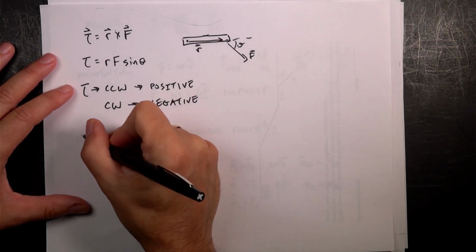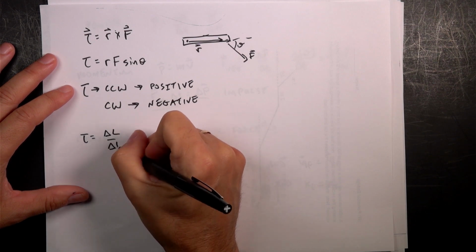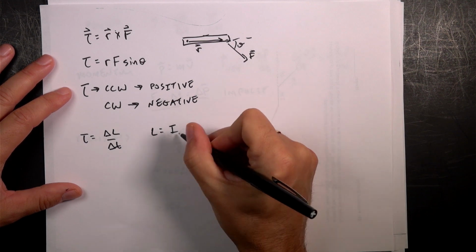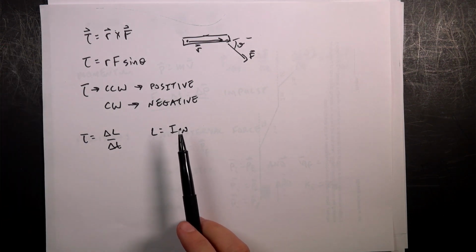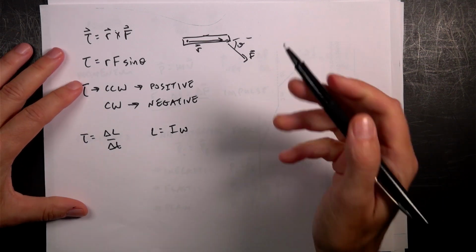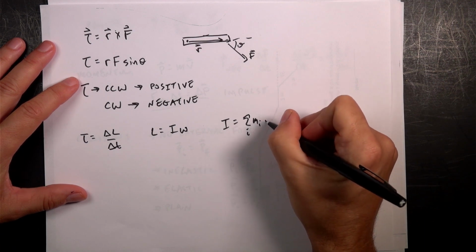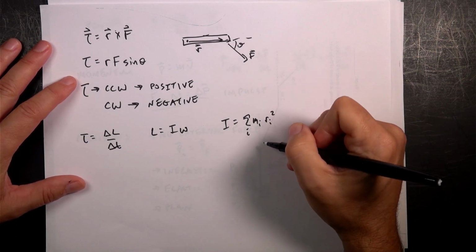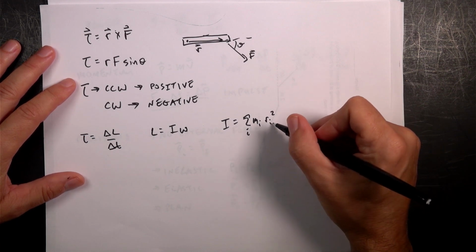So let me show you that. Torque equals delta L over delta T. Technically it should be a vector, but that's fine. And L is equal to I omega. So angular momentum is like linear momentum, except that we have angular velocity and we have this quantity I. I is the moment of inertia, where I is equal to the sum over i of m_i r_i squared, which is kind of silly. But basically it says that this is a quantity that describes the resistance to changes in rotation. It depends on the mass of the object and how that's distributed.